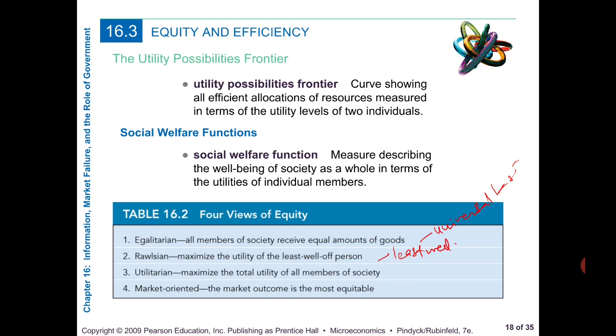And then the market-oriented view says that the only way to be fair is to let the market decide, because the market has an invisible hand, with no preference and no normative function. The market should decide automatically, using price signals, ability to pay, demand and supply and so on, to allocate goods and services, and that will be most equitable. All right, so these are the four views of equity.